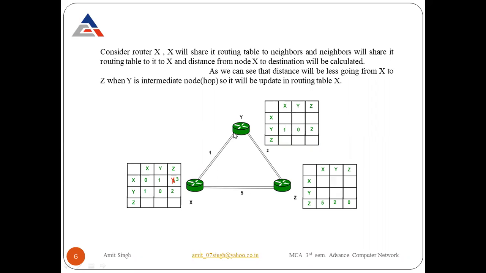What is the value from X to Y? 1. And Y to Z is 2. So 1 plus 2 is 3. And 3 is less than 5. So in this case, they can update the value of this table.